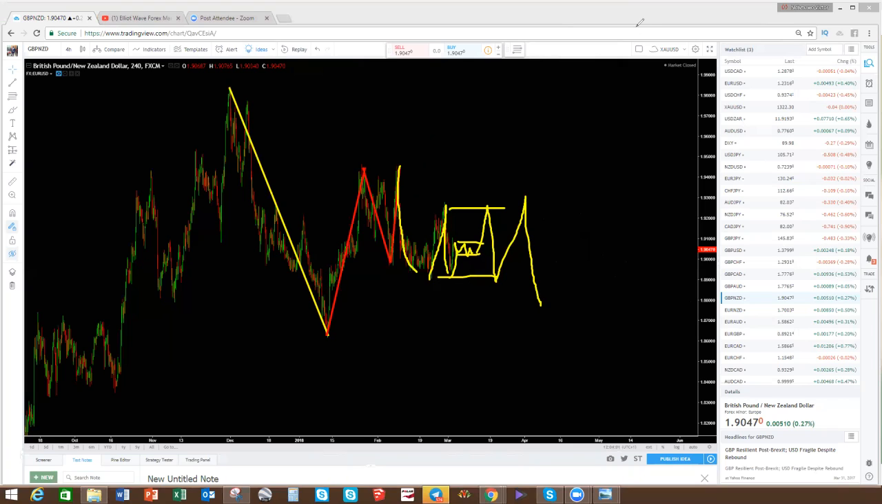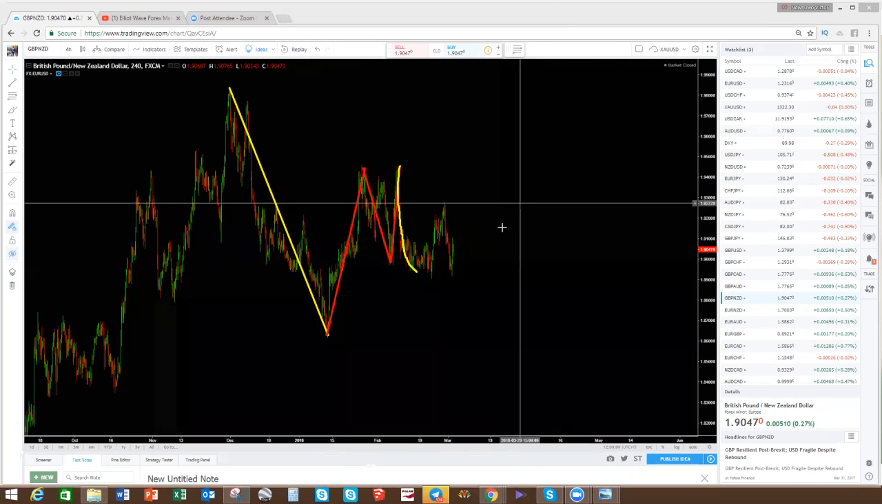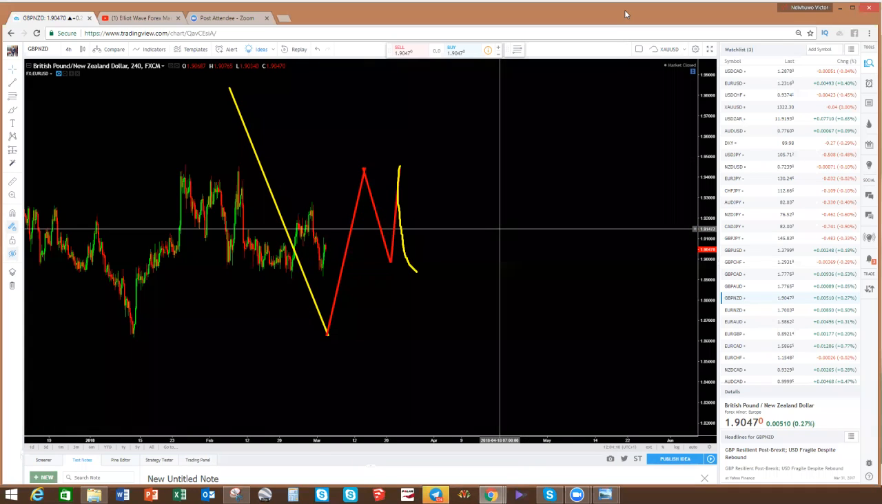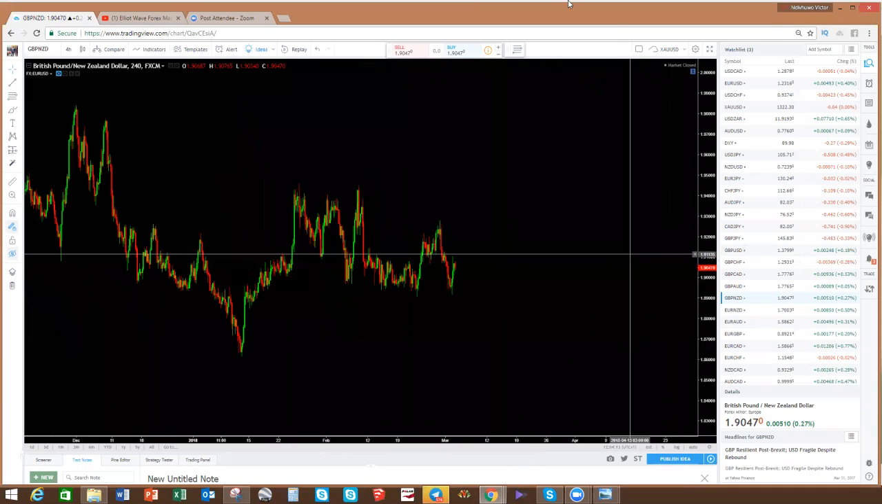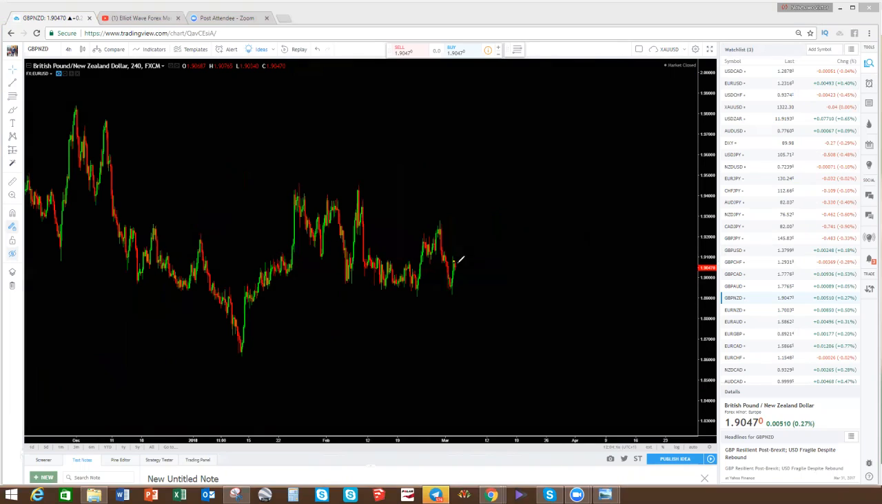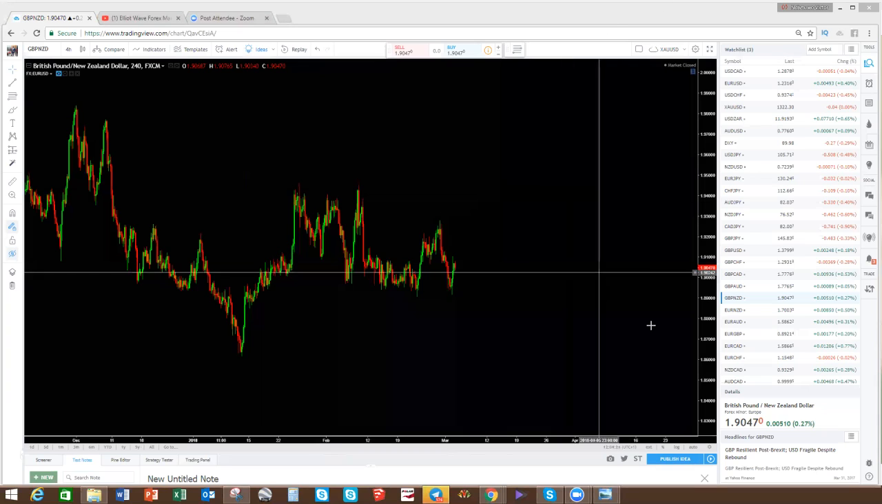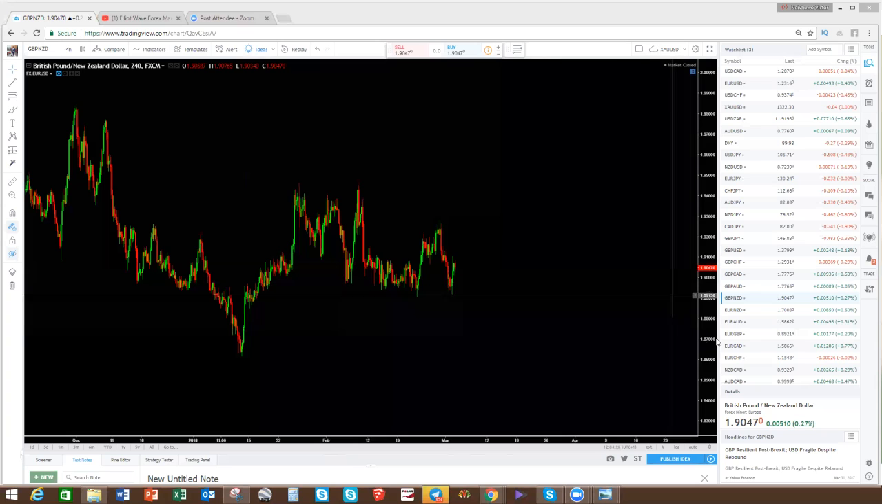Building up these structures because we know how the cycle works. So for now, we just focus where the cycle is. And the cycle is here on this impulse. We're correcting. We're just going to target this initially. If it breaks here, we target this one. Okay? That's pound New Zealand. Not a very clean one to trade at this stage.